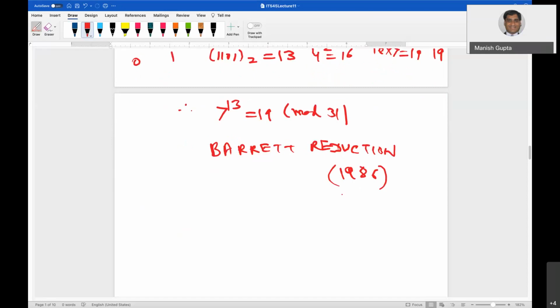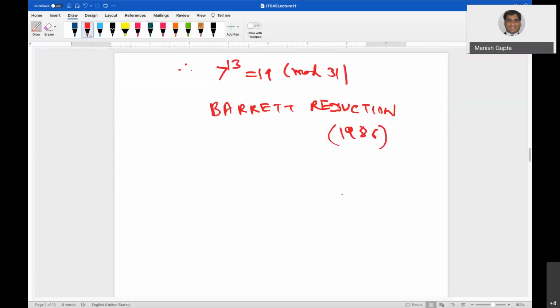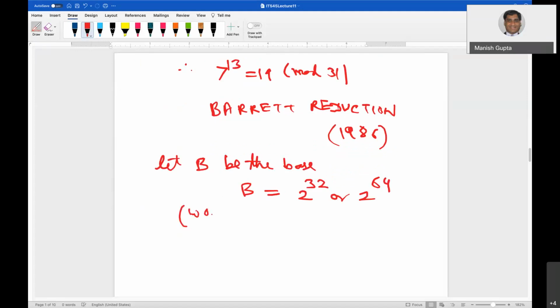So let me explain this with some assumptions here. Let B be the base. So I can assume that B is something of the form 2 raised to power 32 or 2 raised to power 64. Okay, and this algorithm works for any B greater than 3.